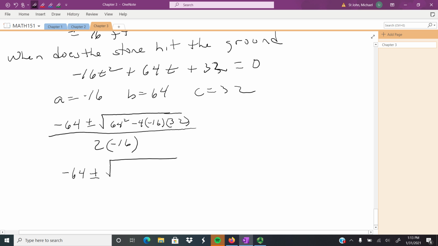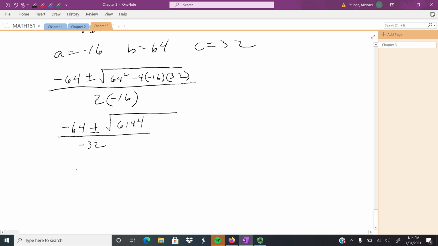And let's see, that stuff underneath my radical is 6144, over negative 32. All right. So there's going to be a minus 64 plus or minus the square root of that number, let's call this 78.4.